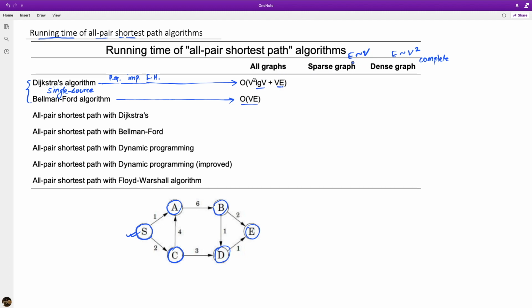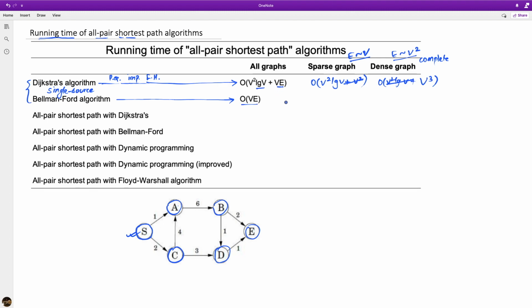So in a sparse graph, since E is almost close to V, this becomes big O of V square log V plus V square. And now, since V square log V is bigger than V square, I can remove that term, so the running time becomes V square log V. In the case of dense graph, we have E almost close to V square, so this becomes big O of V square log V plus V cube. And since V cube is very high compared to this one, this term goes out, so the running time becomes big O of V cube.